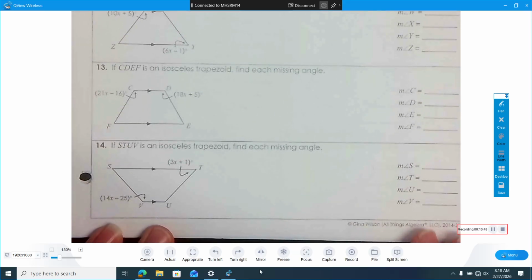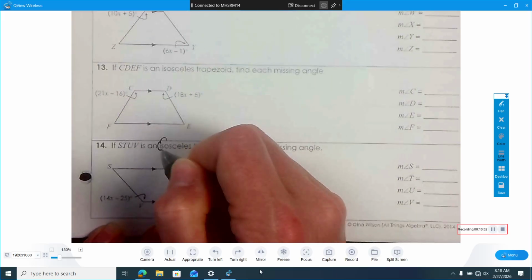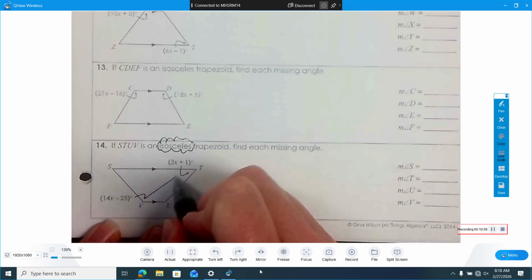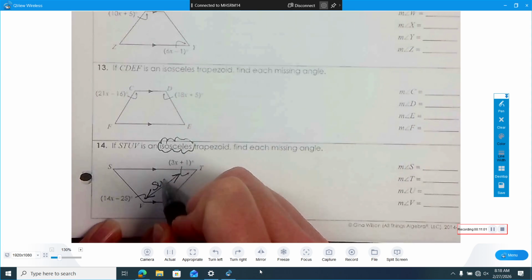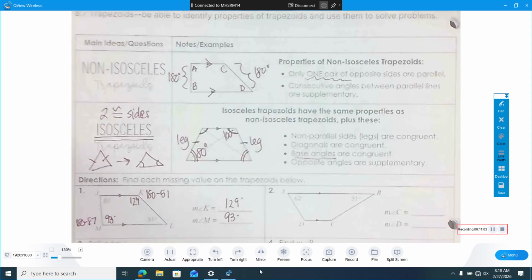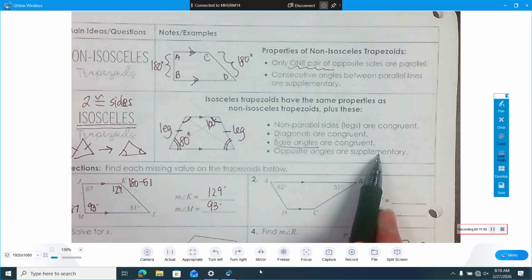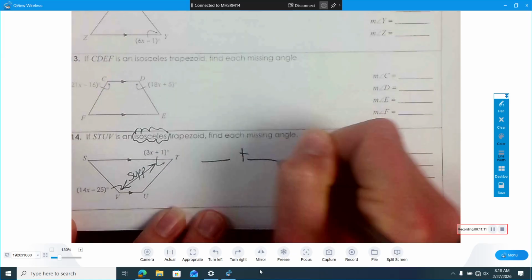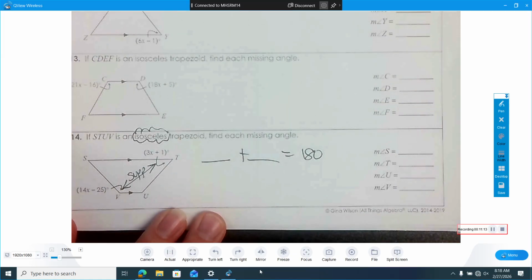Number 14. Again, we have an isosceles trapezoid. There was one more thing. Supplementary. The opposite angles are also supplementary. That was on there, right? Opposite angles are supplementary. So yeah, opposite angles in an isosceles trapezoid are supplementary. So once again, blank plus blank equals 180.